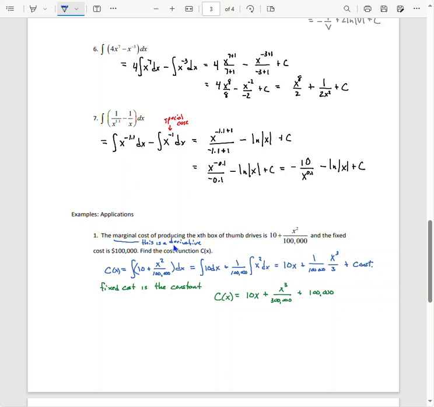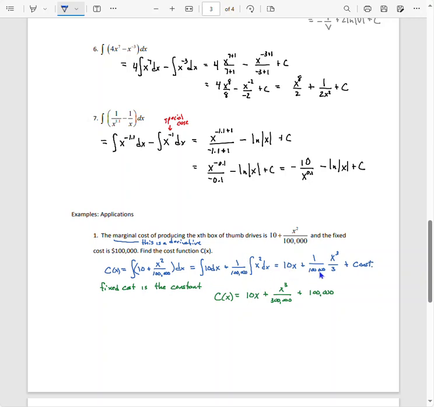Remember, marginal cost is the derivative, right? So it's saying, hey, your derivative is 10 plus X squared over 100,000. Cool. So we know the total cost is the antiderivative of 10 plus x squared over 100,000 dx. That's the integral of 10 dx plus 1 over 100,000 times the integral of x squared dx, right? It looks kind of hard here, but when we break it apart into its little bitty pieces, it's not that bad. The antiderivative of 10 dx is 10x because 10x has derivative equal to 10.